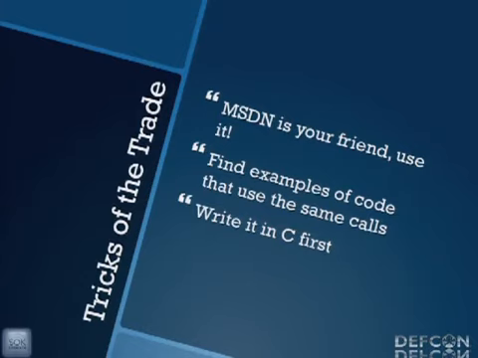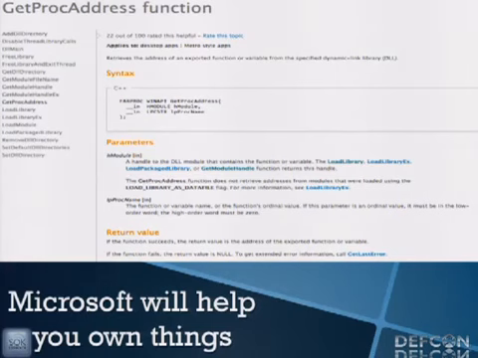So use MSDN, find examples of the code in C, and write whatever you're trying to do in C first. Because you're doing this weird transition from Ruby into C, and sometimes things don't behave the way you expect. If you write it in C and look at it in memory at the time, you can know exactly what to expect, and then when you go to do it on the Ruby side, it goes much faster. It's kind of like Microsoft wants to help you own their systems. I don't know how well you can see that, but there's the definition of the function. It looks very similar to the function definitions we have in that Railgun code, right?